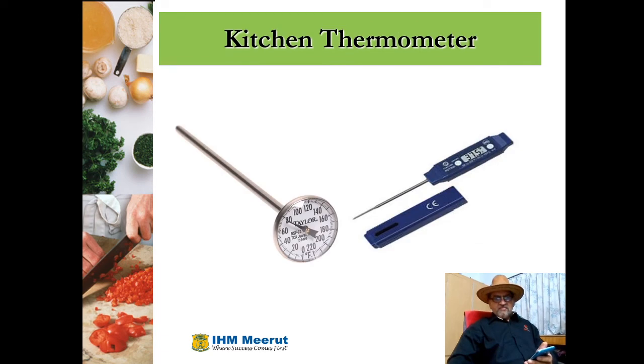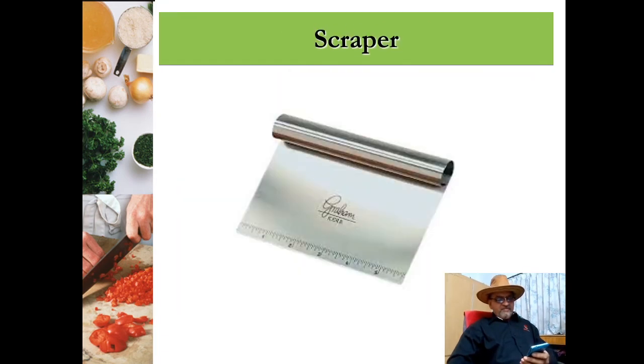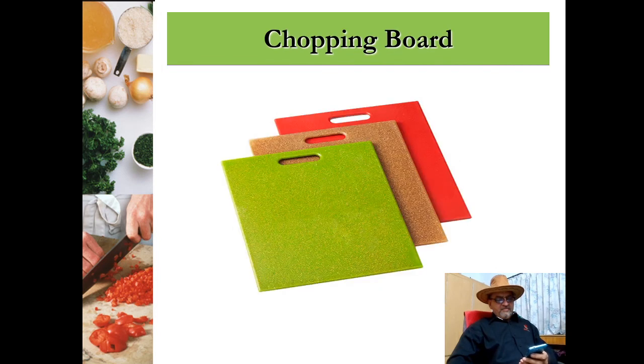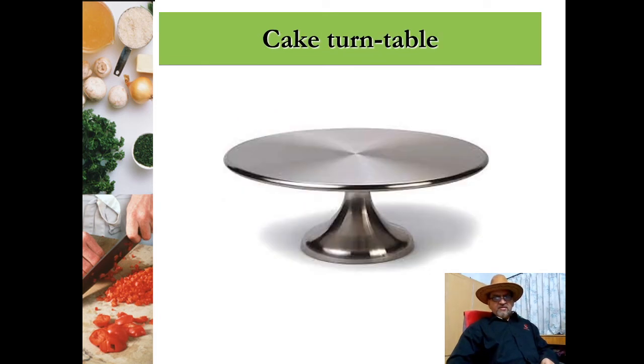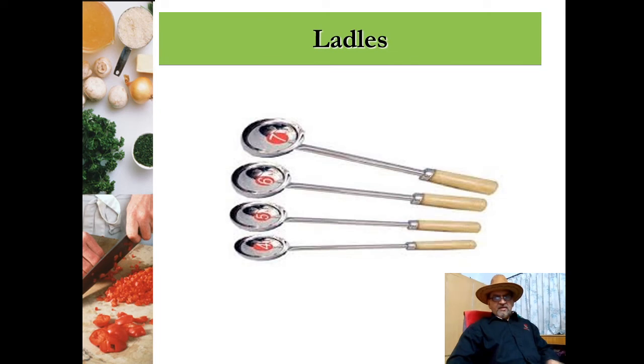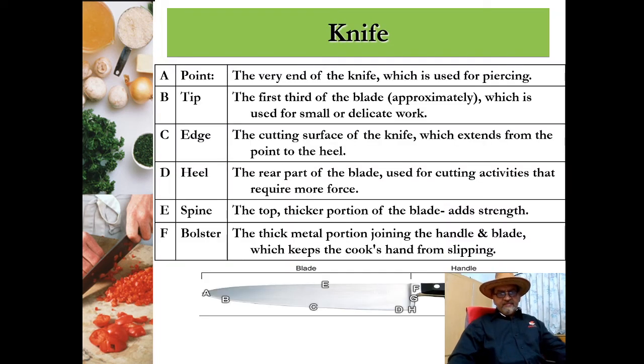thermometer, chopping board, vegetable strainer, turntable, ladles, knife. Now this is important. Tip, edge, heel, spine and bolster.